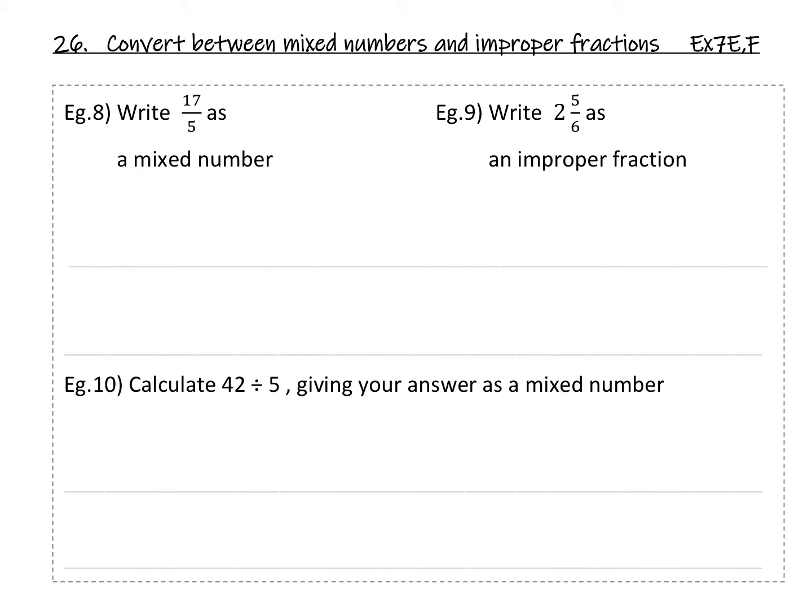Converting between mixed numbers and improper fractions. Pause the video and have a go at examples 8, 9 and 10. In example 8, we have to write 17 fifths as a mixed number.